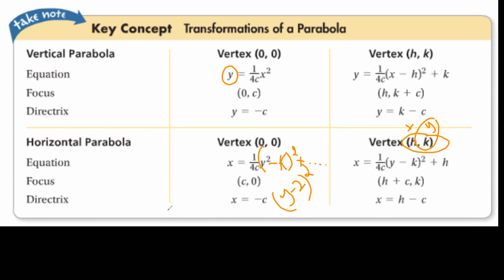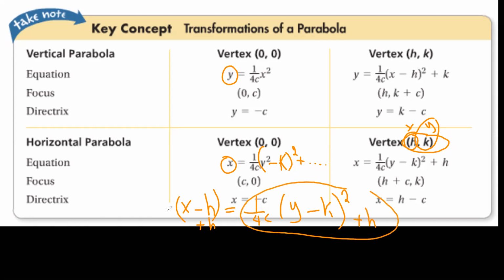Okay. So now I am starting with x. I am in y. So what does it mean? Beside x, I have to put h. So it is x minus h equals 1 over 4c times y, and what is the value of y here? It is k. So (y minus k) squared. This will now be the equation of the horizontal parabola with a vertex. After that, I will bring plus h to the second side. That's why the equation is x equals 1 over 4c (y minus k) squared plus h.